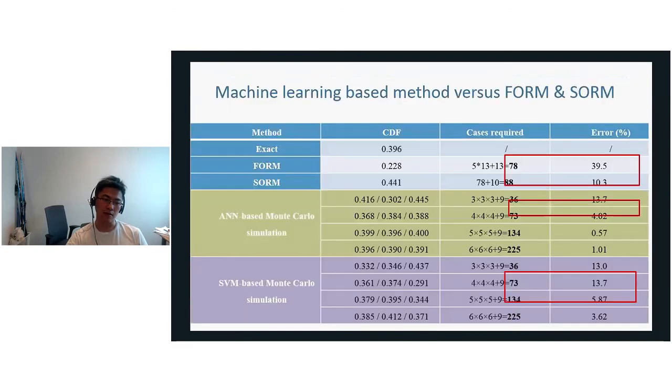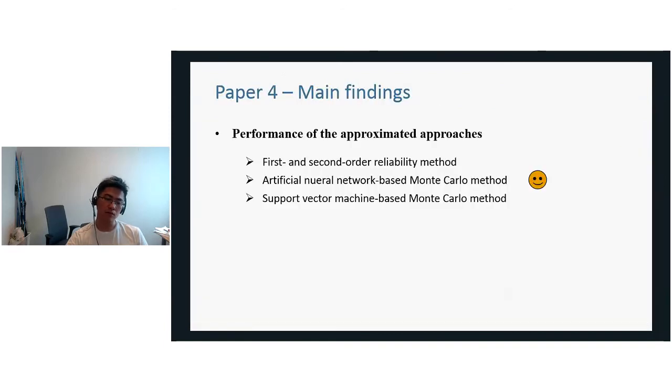And you can also compare the performance of this method from the failure probability, and still the artificial neural network uses the least computational time and yields the best results. So it's very recommended to apply it in our case study.